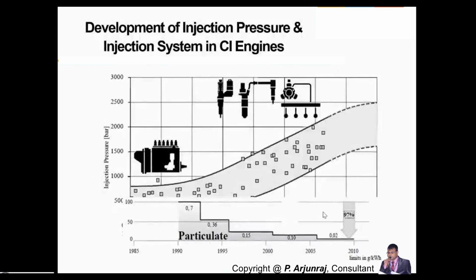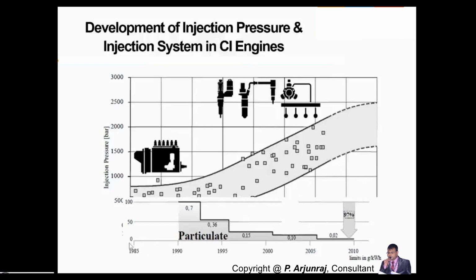So we have different injection pressure and injection timing in the case of diesel engine. Over the period of time, this is the graph which shows injection pressure versus the particulate matter emission, or the carbon particle. When the injection pressure is higher, what happens? The combustion is going to be higher, which means the temperature is going to be higher. When the temperature is higher, what happens? The unburned carbon soot particles get burned away, which means the particulate matter is going to get reduced.